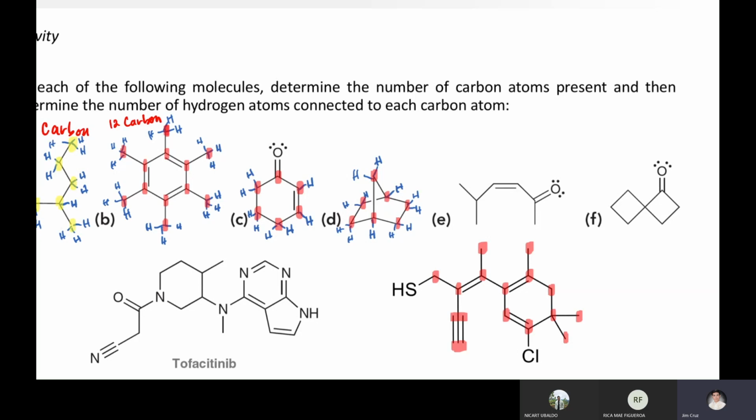Kumusta naman yung pagdodrawing? Chat nyo kapag okay na, para aware ako. Sige.